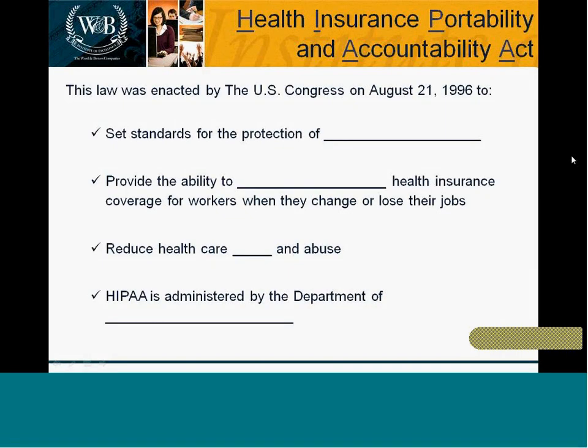The HIPAA acronym, of course, is the Health Insurance Portability and Accountability Act, which was signed by President Clinton in 1996. And there are aspects to that. We set the standards for protection of healthcare information with the HIPAA law. Previously that didn't exist. HIPAA also allows for the transference and continuance of healthcare should someone go from one job to the next. And hopefully it reduces fraud with regard to healthcare. So when it comes down to healthcare, this is one of the more important laws that we have.